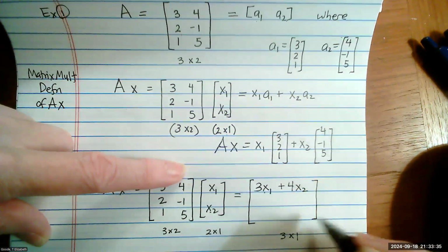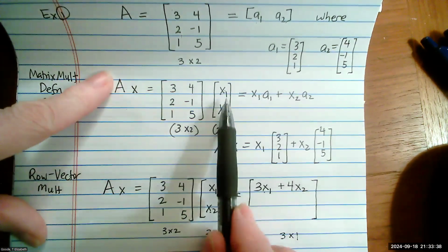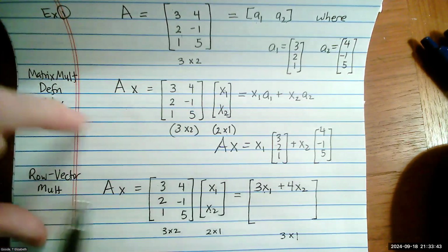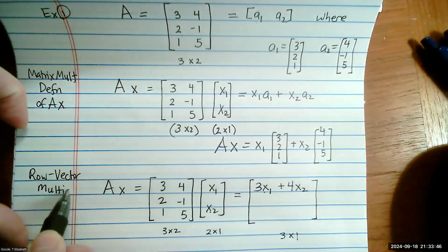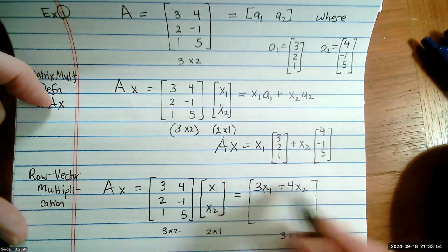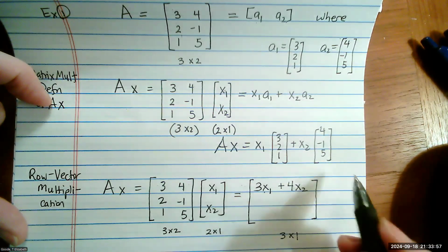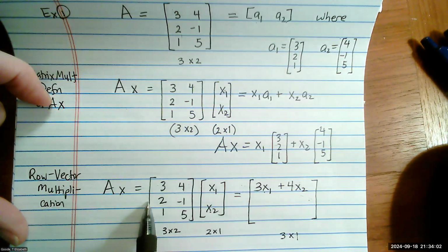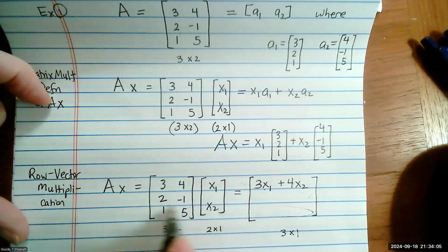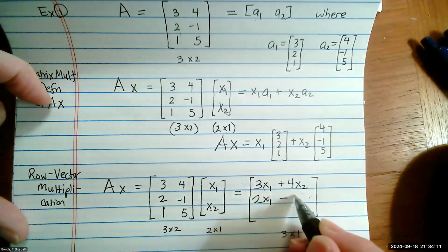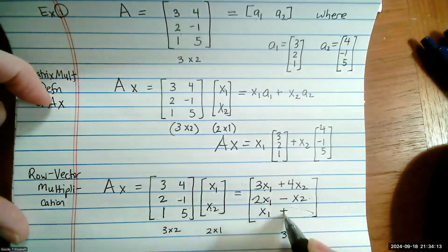You're going to get the same answer either way, whether you use the coordinates of X as weights on the columns or whether you do this row vector multiplication, where to get the first row of the answer, see, this is our B. Now we're actually finding B. The second row, you take the second row of A. To get the third row, you take the third row of A. See what I mean? So 2x1 minus x2, and then x1 plus 5x2.